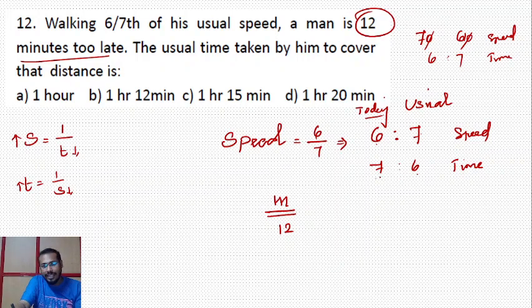So what is the difference in time? How many parts is the difference? Only 1 part difference. So in parts it was 1 part difference. In time it was 12 minutes difference.